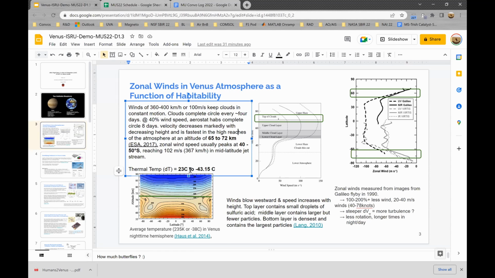And here's a chart on the nighttime on Venus with the altitude, and we can see here it gets to around -43 degrees C around the top of the upper cloud layer.